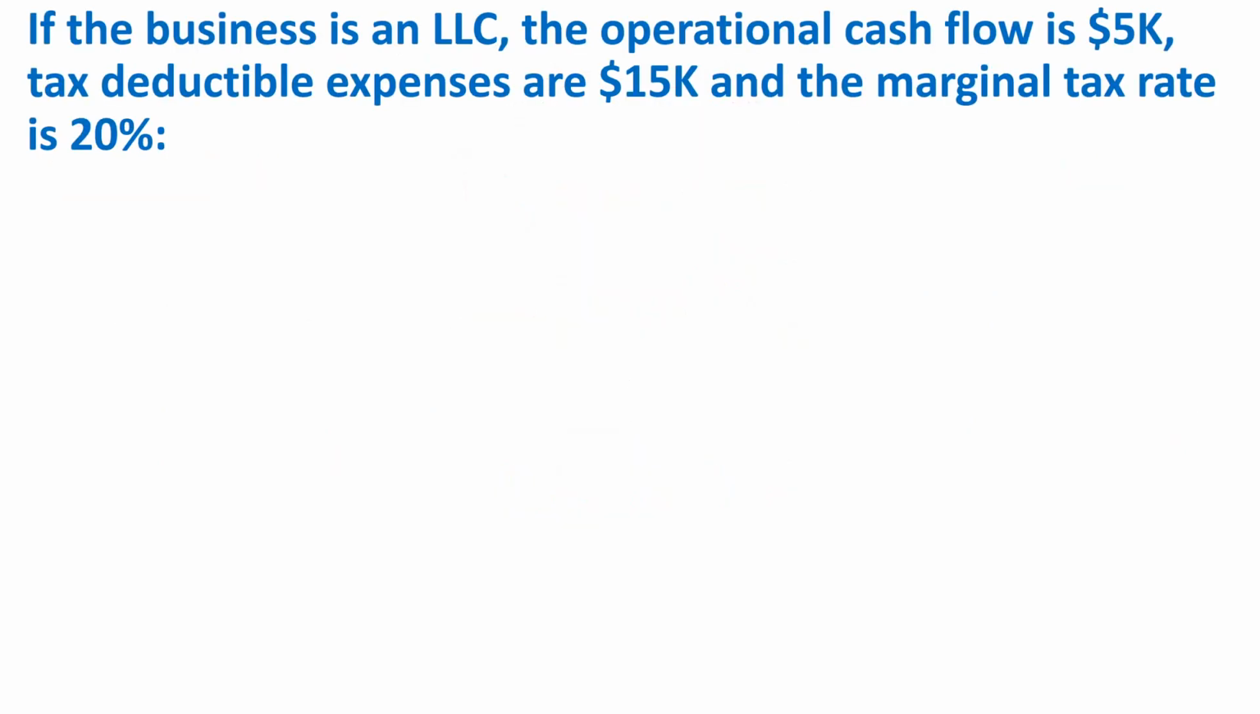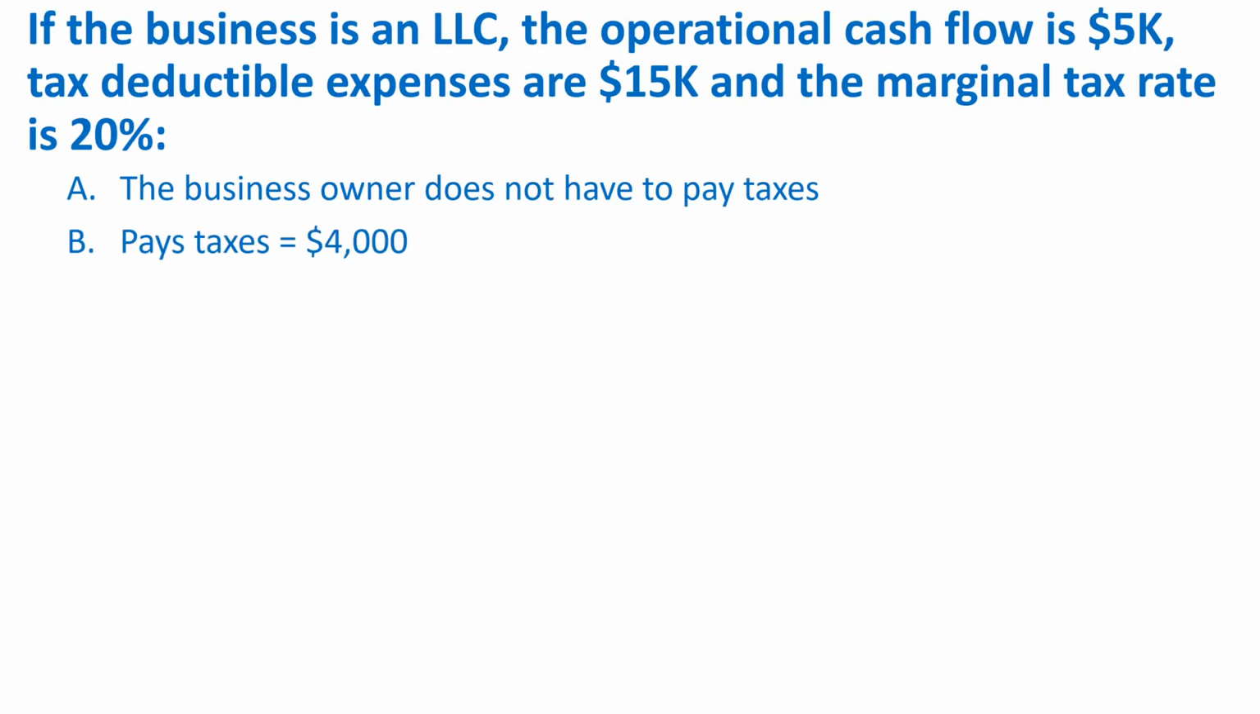Okay, stop and think. If the business is a limited liability company, the operational cash flow is 5K, tax deductible expenses are 15K, and the marginal tax rate is 20%, which is true? The business owner does not have to pay taxes, pays taxes of 4,000, pays taxes of 2,000, saves taxes of 2,000. Pause the video and see which is correct.